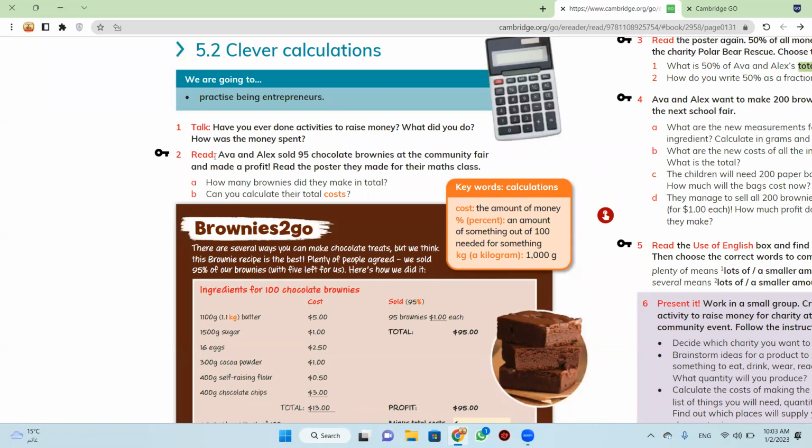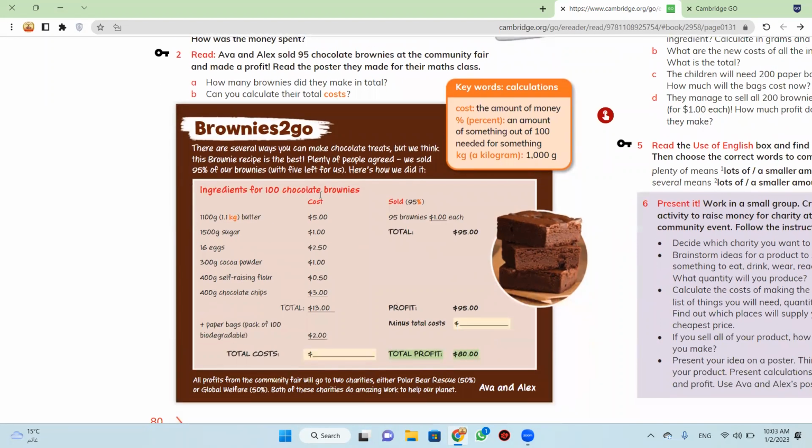Activity 2: Read. Ava and Alex sold 95 chocolate brownies at the community fair and made a profit. Read the poster they made for their math class. A: How many brownies did they make in total? Can you calculate their total costs? First, let's take a look at the math calculation on the poster they made for their math class.